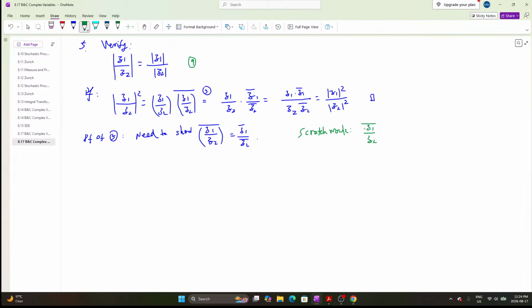So here we have our objective, that's the conjugate of a fraction. So let's first write the fraction as z1 times 1 over z2.